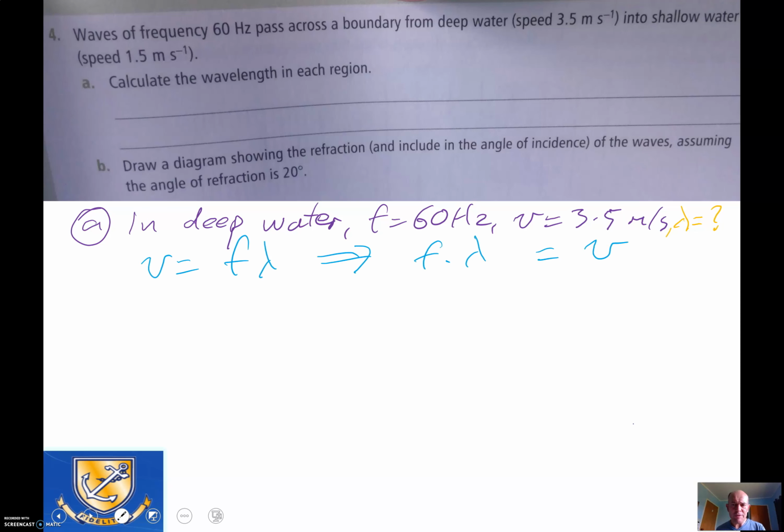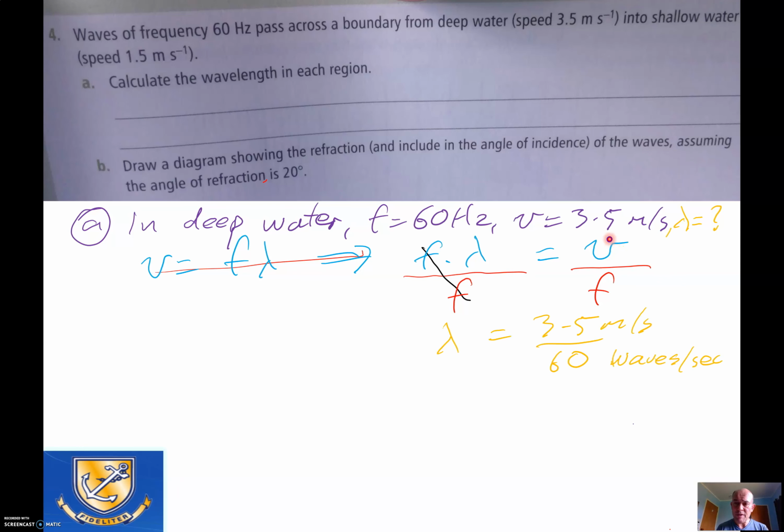So we know that V equals F lambda, and I'm going to swap sides. Then I want to make wavelength the subject of the formula. It's cluttered up by being multiplied by F, so I divide both sides by F, because the equal sign means this side is the same as that. If I change this, I change that. The F's on the left cancel. And then the wavelength is, and I put the numbers in. V is 3.5, F is 60.